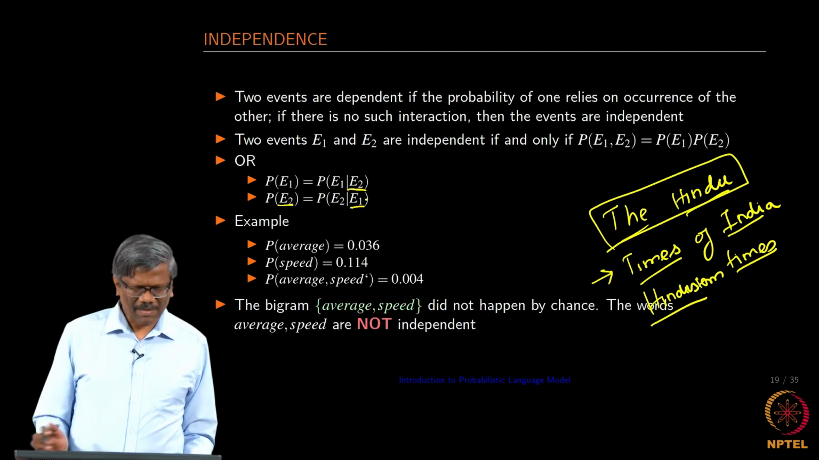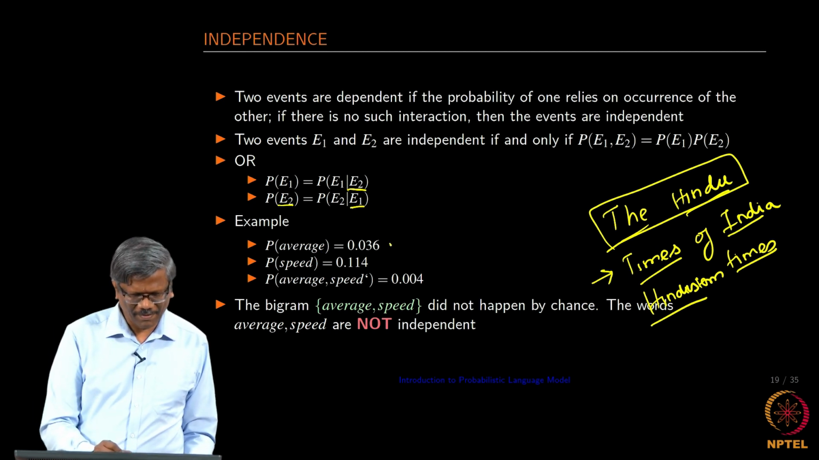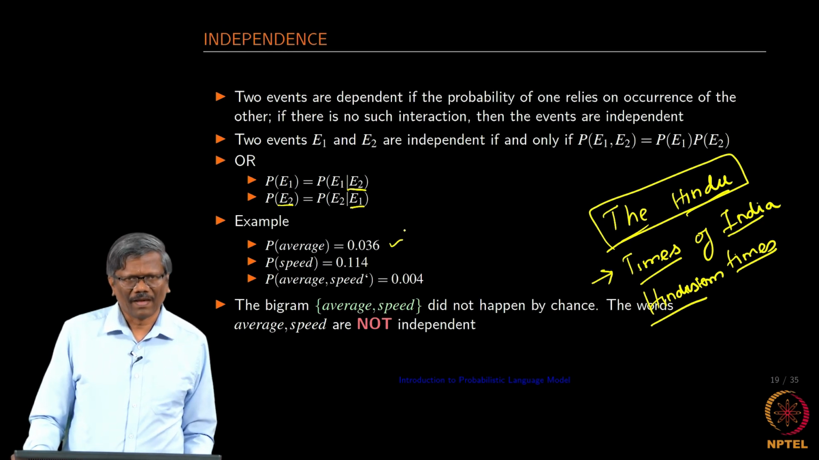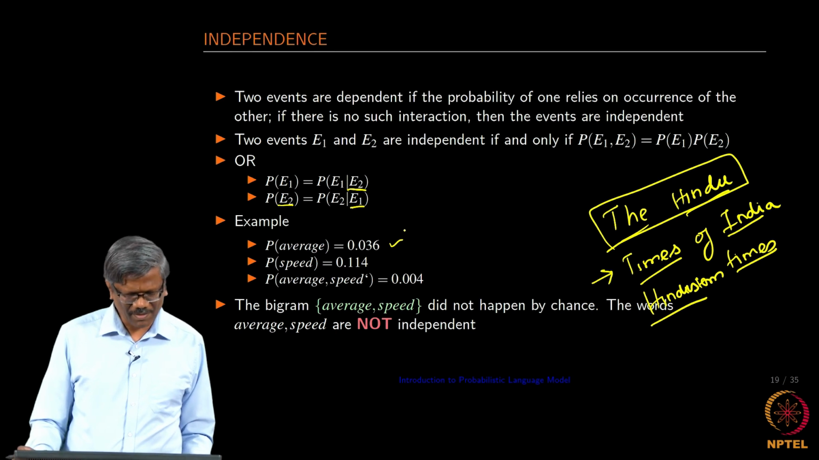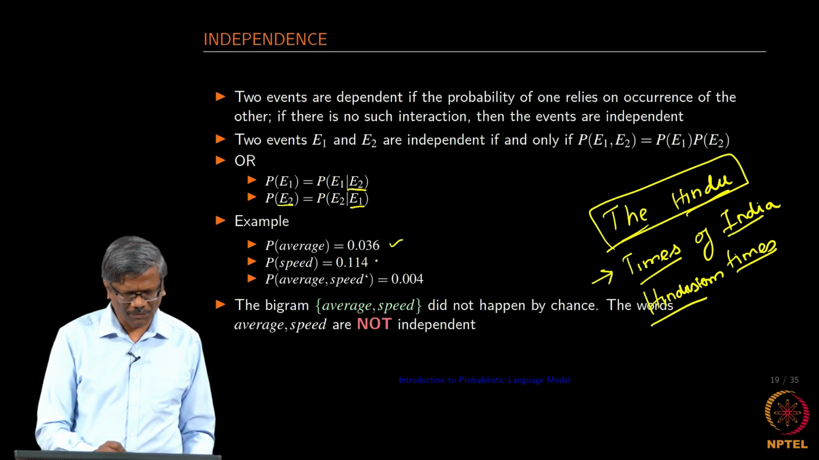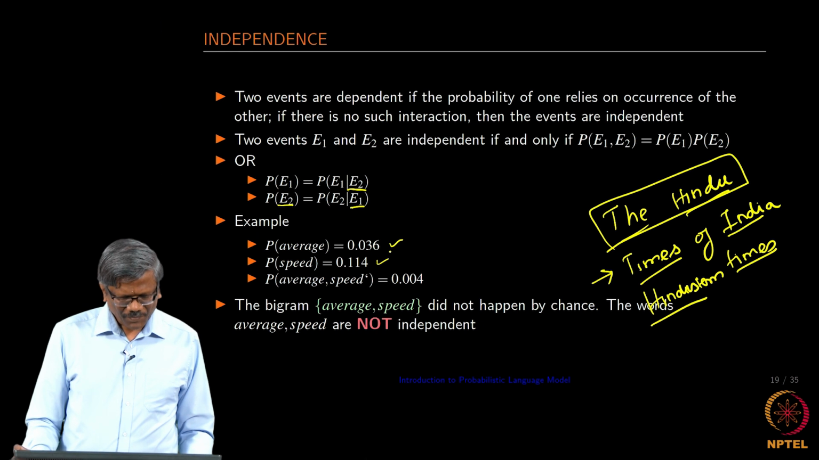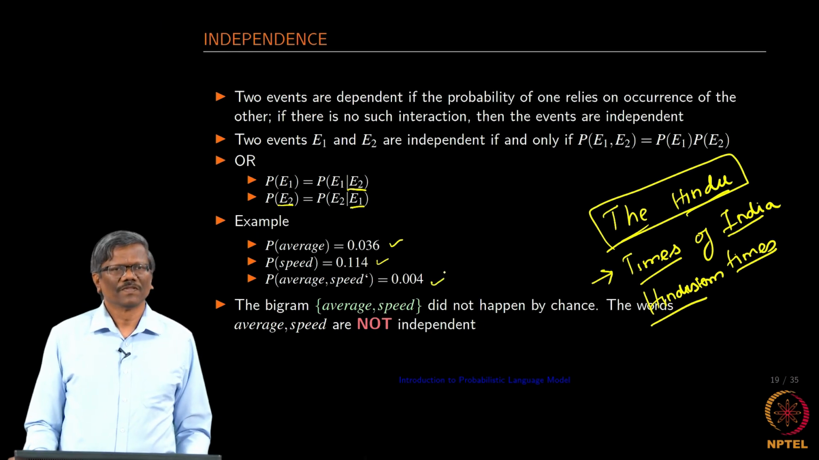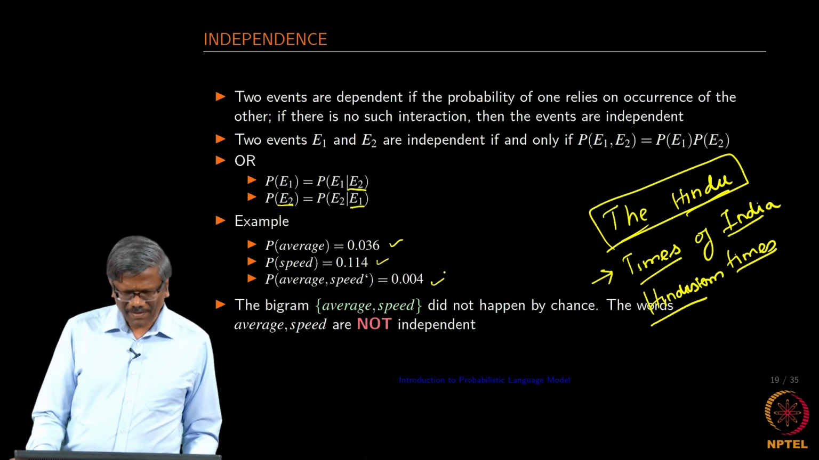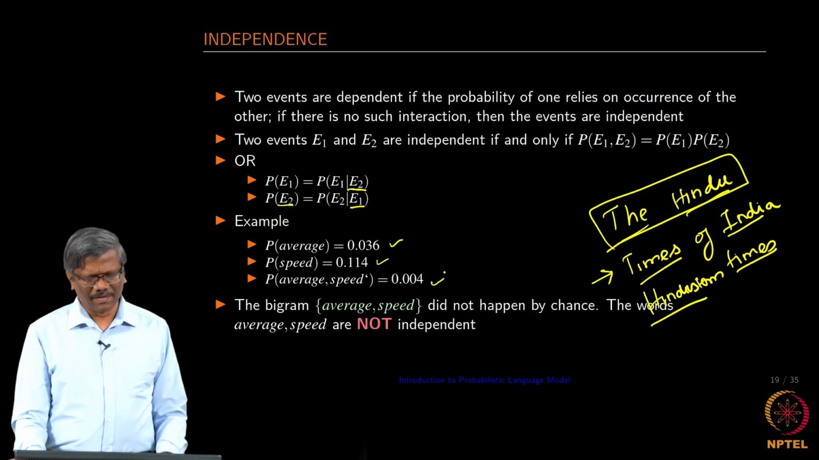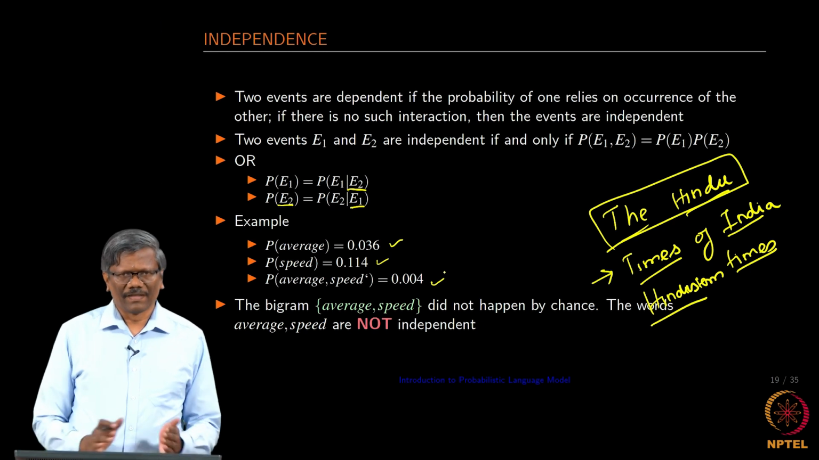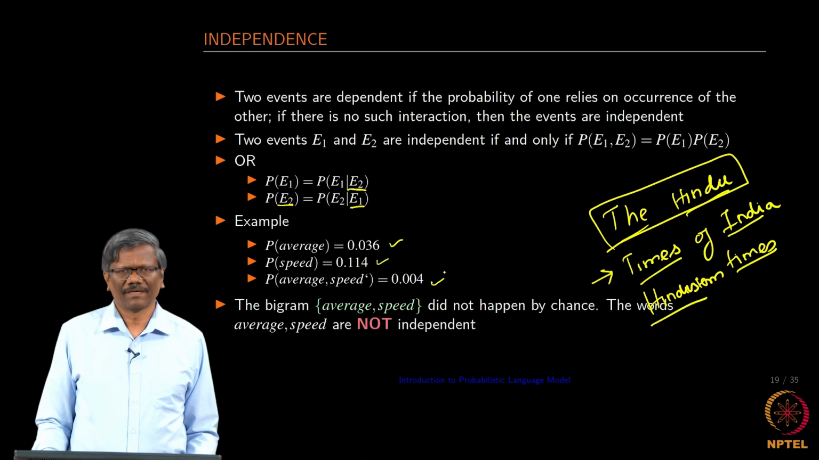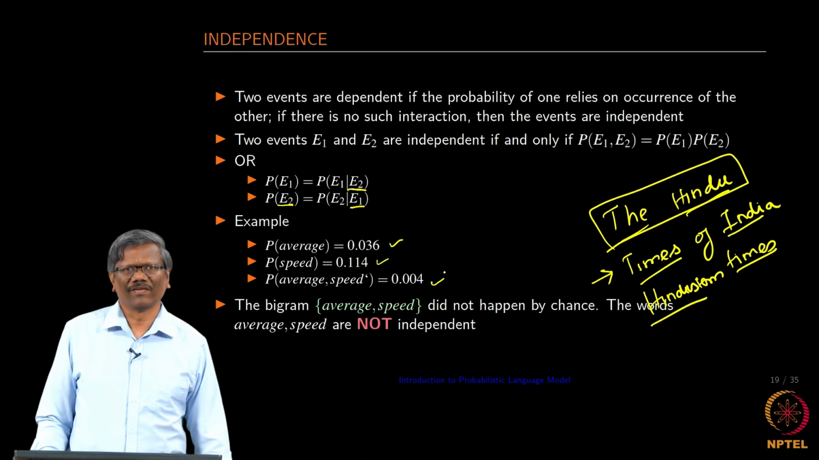So, let us take the example of average and speed. Like we had seen, the probability of average is 0.036 and the probability of speed is 0.114. Do they occur by chance? Okay. They do not occur by chance. If you look at it, they occur as a pair, hence they are not independent events, they depend on each other.